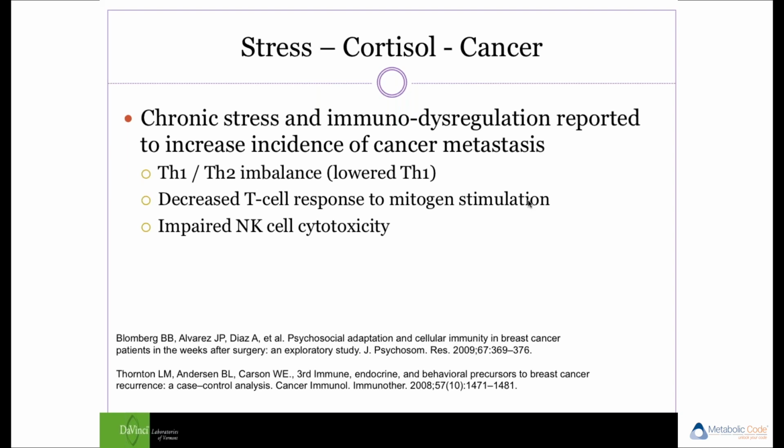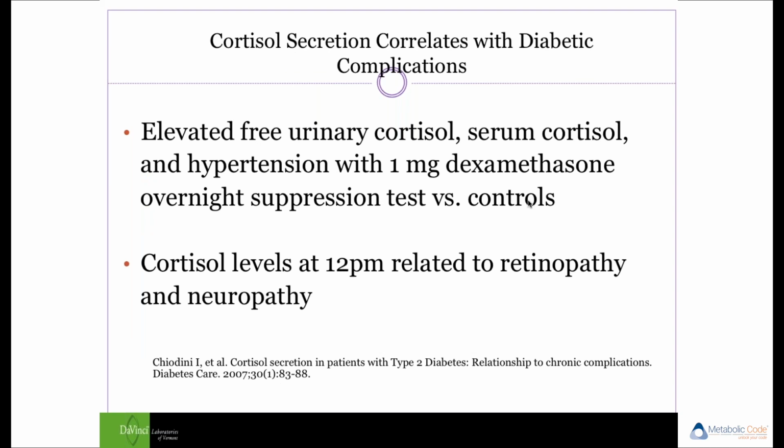So chronic stress and immunodysregulation reported to increase incidence of cancer metastases because of Th1, Th2 imbalances, decreased T cell responses to mitogen stimulation, and impaired natural killer cell cytotoxicity. So when we have patients under chronic stress, and especially when we flatten the cortisol curve with permanent alterations in immune vigilance and immune activity, it is terrible for patients with cancer.